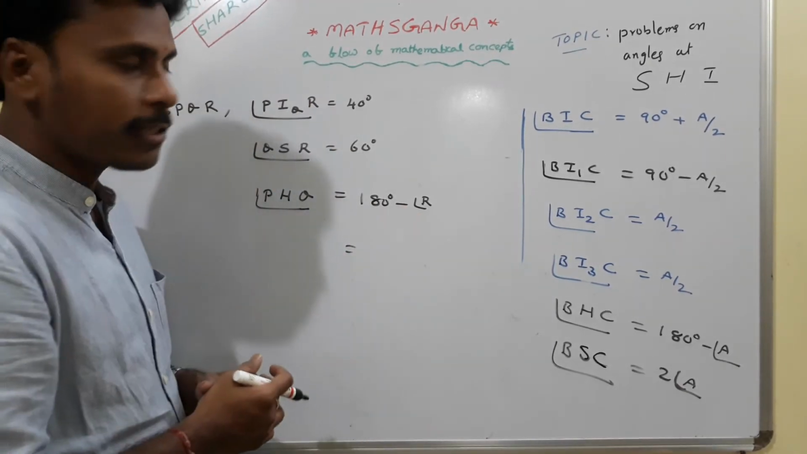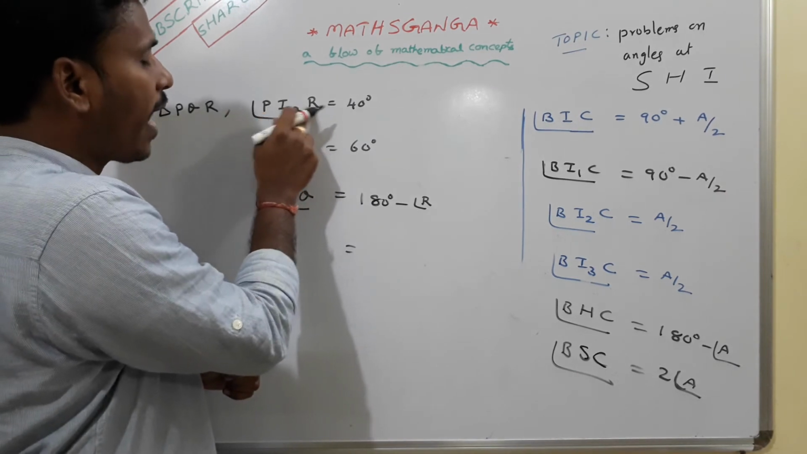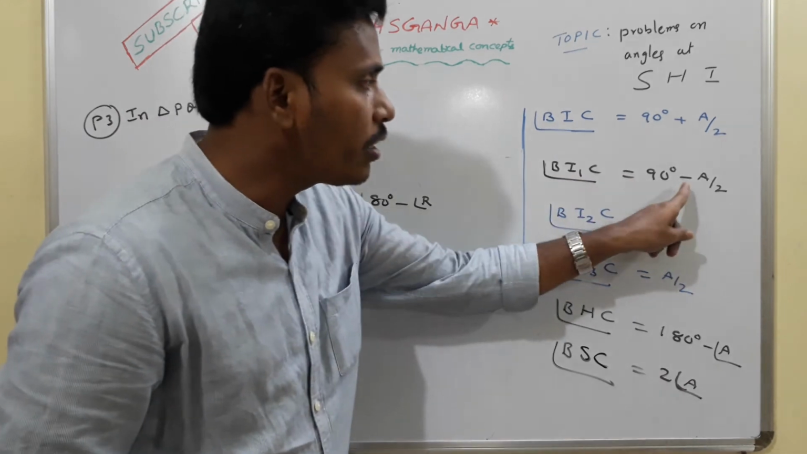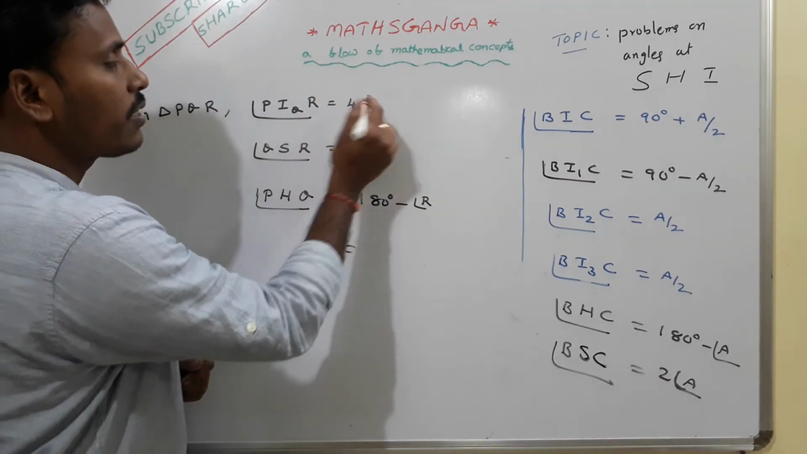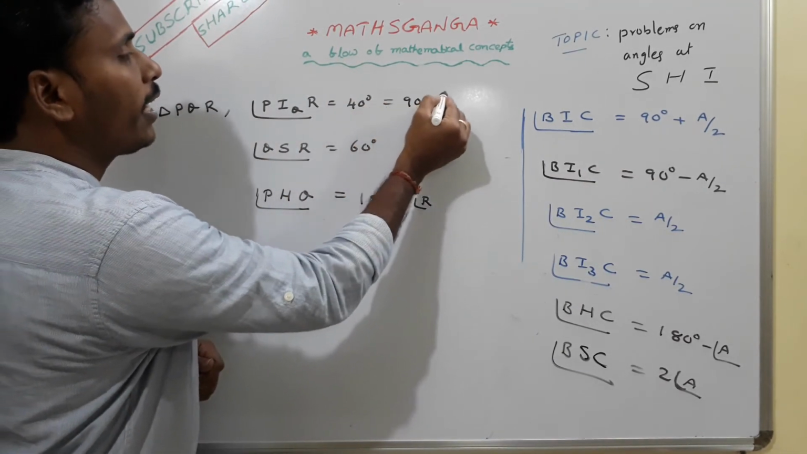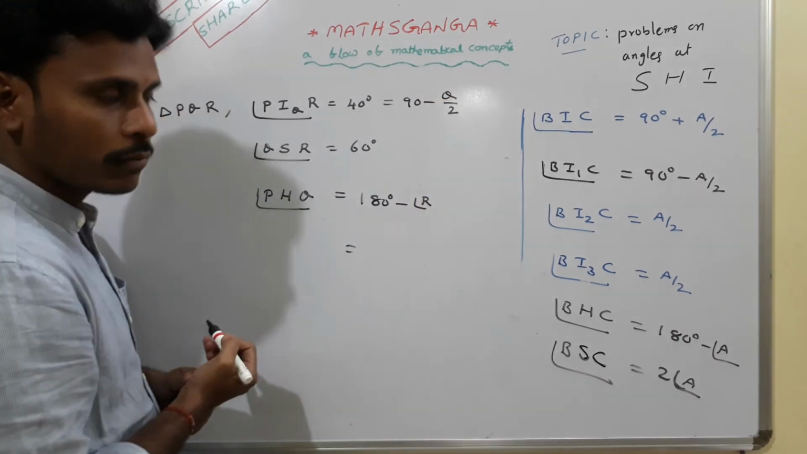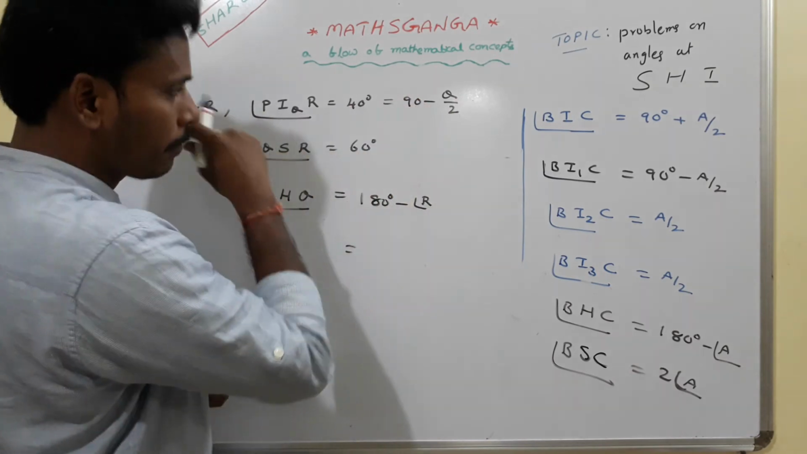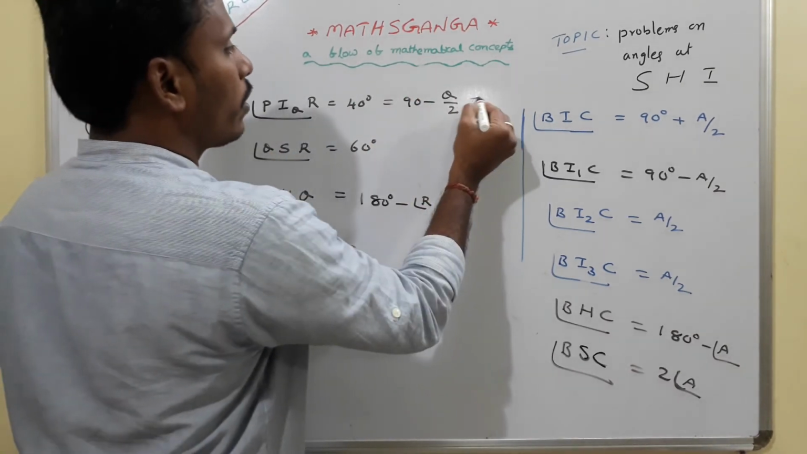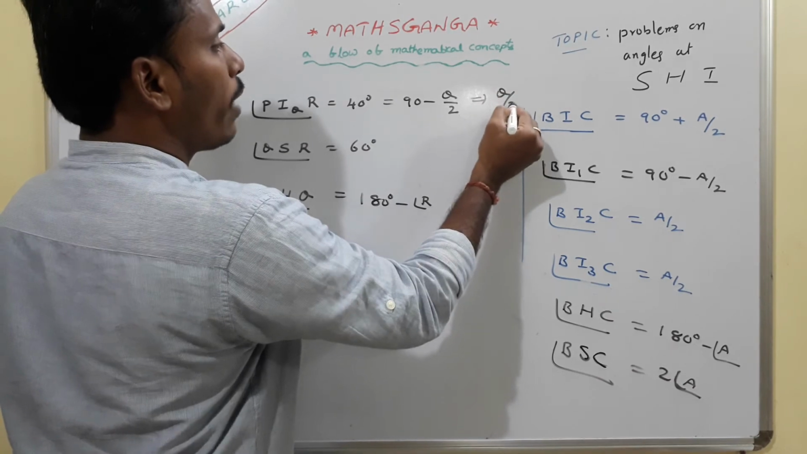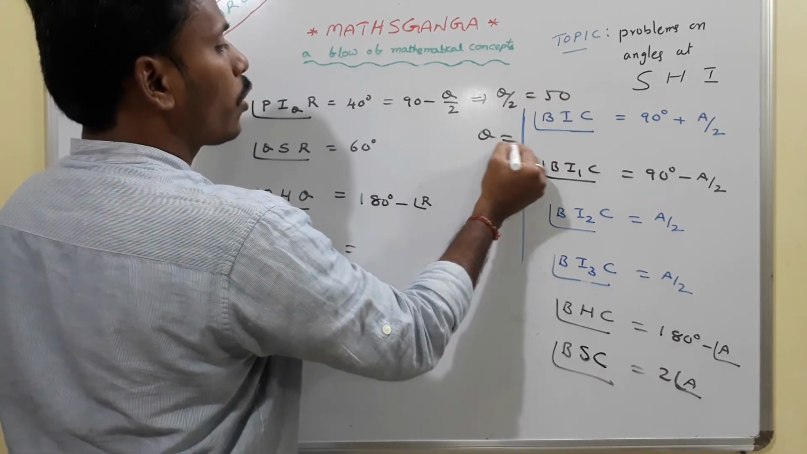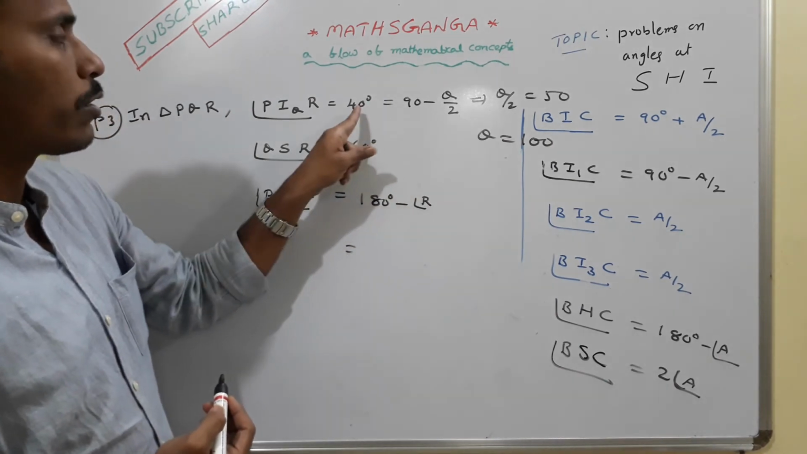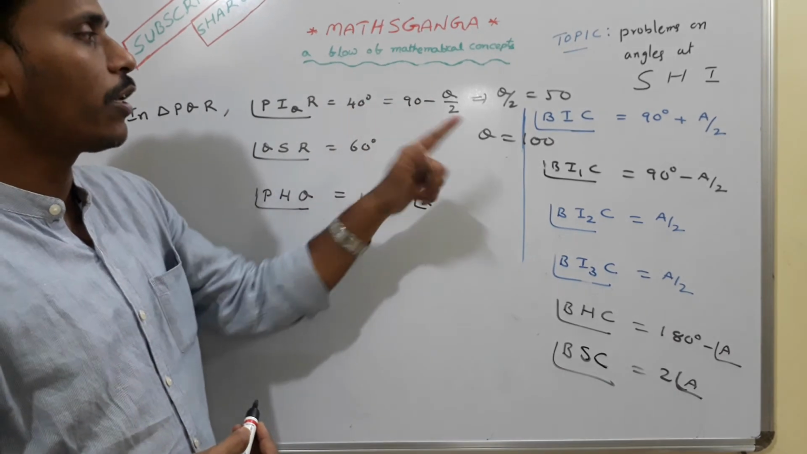Coming to this case, angle made by PR at the incenter. At the incenter the rule is 90 minus A by 2. That means this 40 is equal to 90 minus angle Q by 2. From there we can calculate angle Q. 90 minus 40 is equal to 50. So Q by 2 is equal to 50 and Q is equal to 100. Is it clear? 90 minus Q by 2 is equal to 40. 90 minus 40 is 50 and then Q is equal to 100.